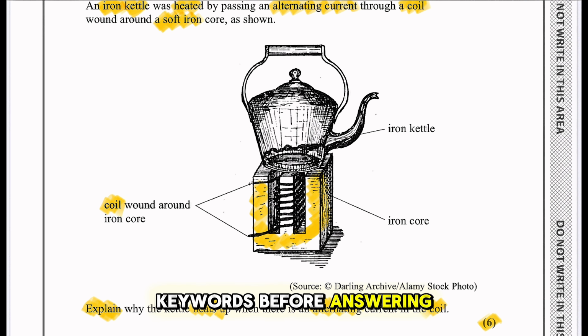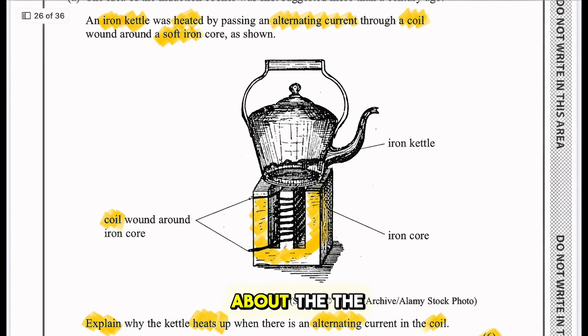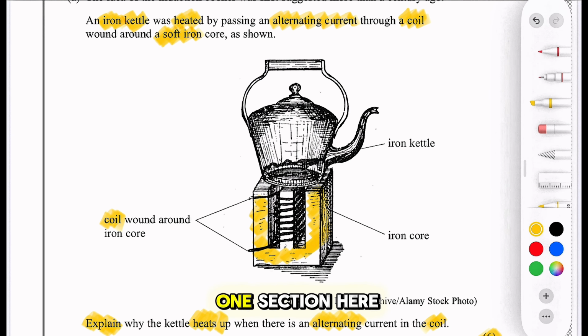Keywords before answering the questions. I should think about the diagram, how it's made of what. In the diagram, there is an iron core, and there are the two ends of the coil around the iron core. There is a power supply and alternating change in polarity, maybe magnetic field, and there's one section here that must be highlighted as well, the iron kettle here, the lower part.